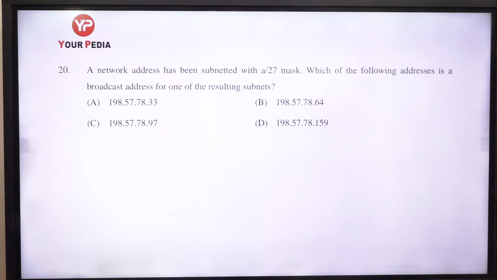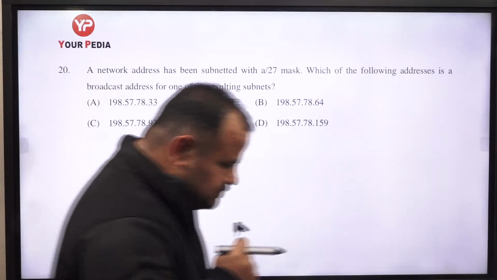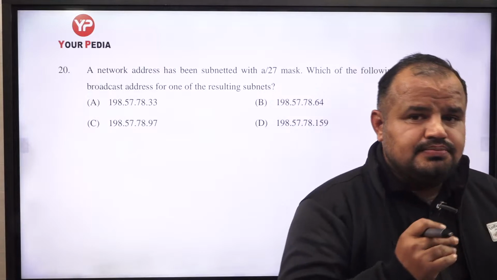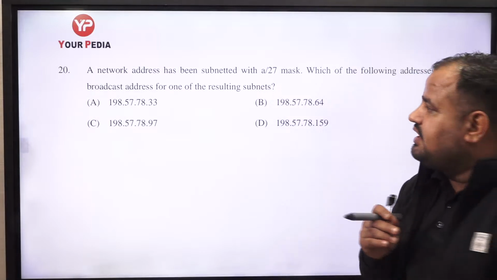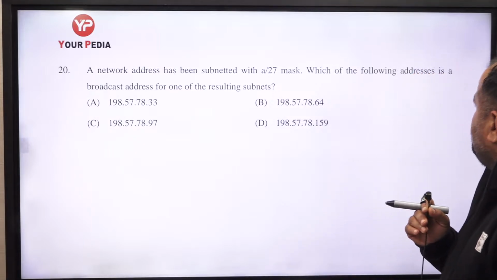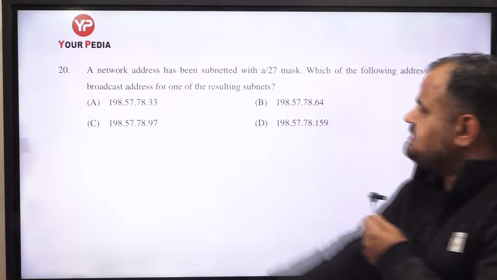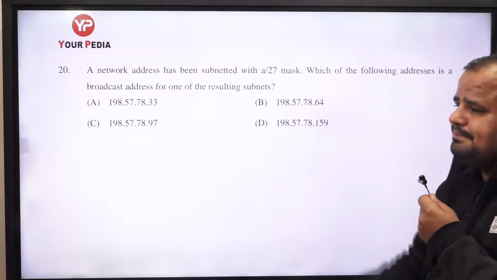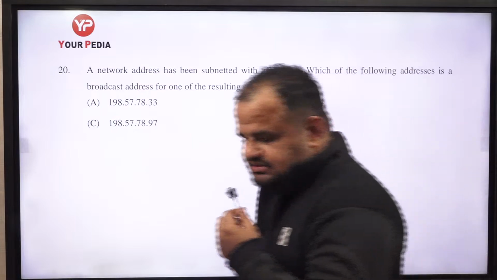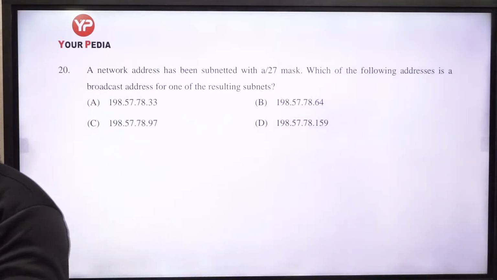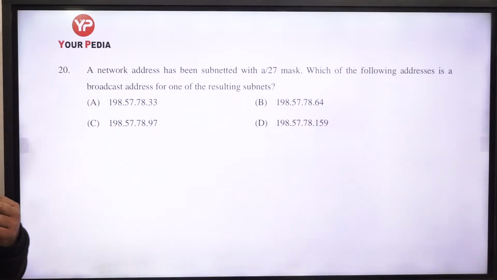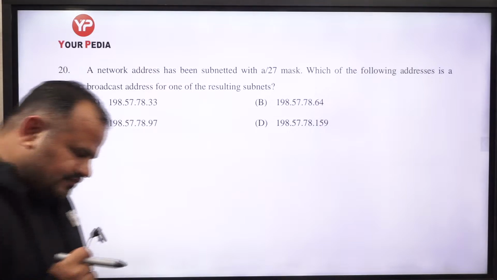A network address has a subnet with mask 27. Keep in mind, the mask is 27. Which of the following addresses is a broadcast address? You have to find out the broadcast address of one of the resulting subnets. Now tell me this broadcast address. Yes, my dear students, do it fast. You have only 40 seconds.